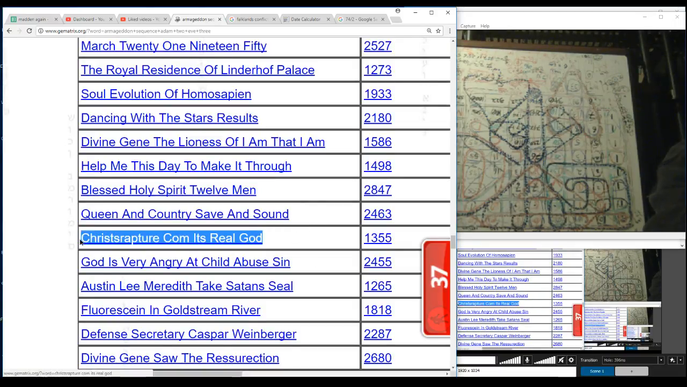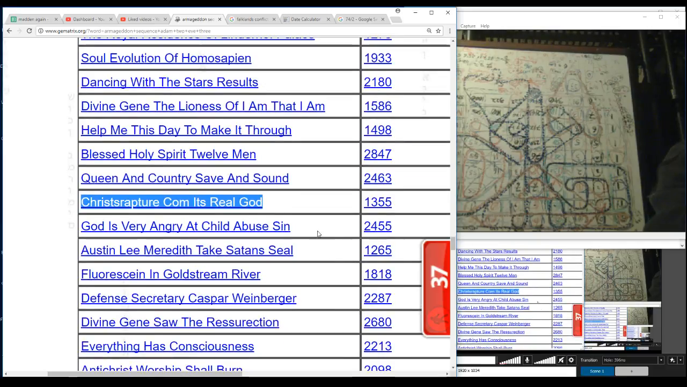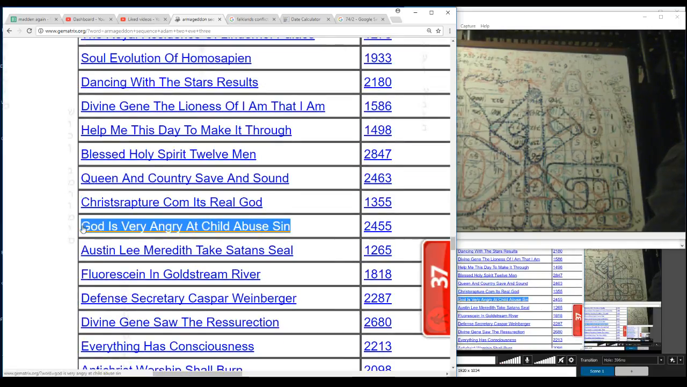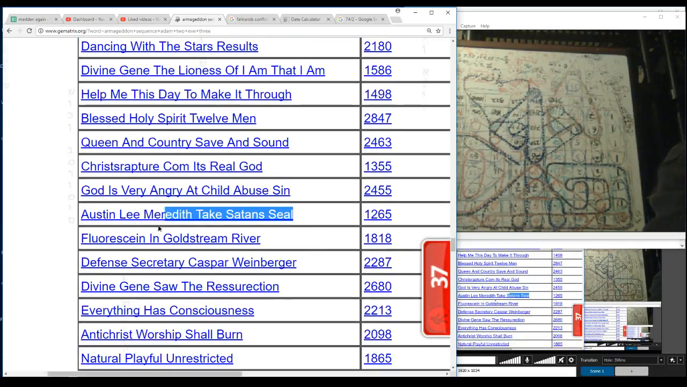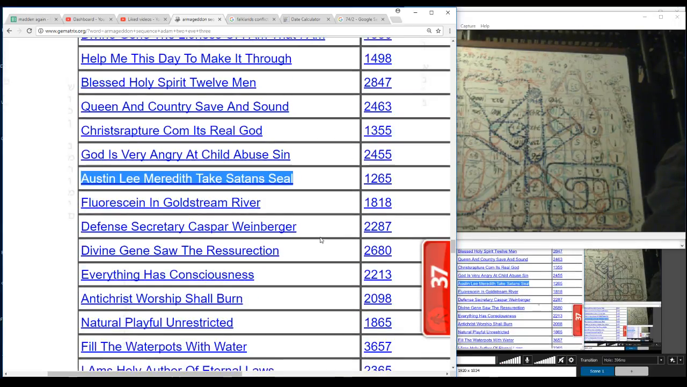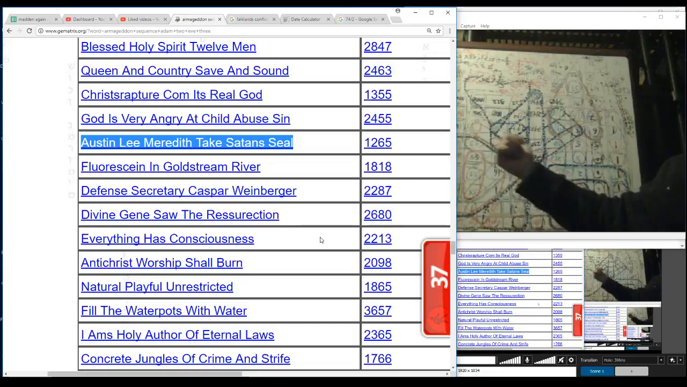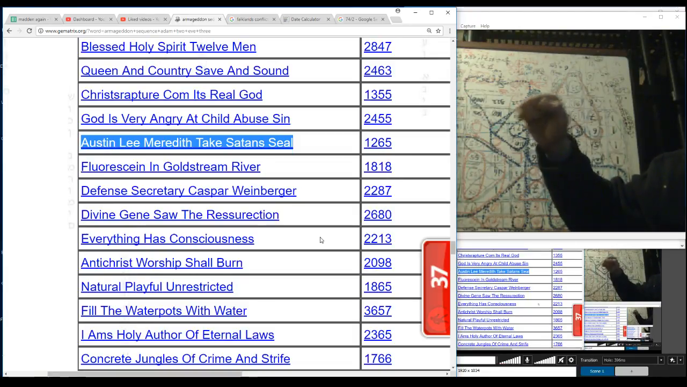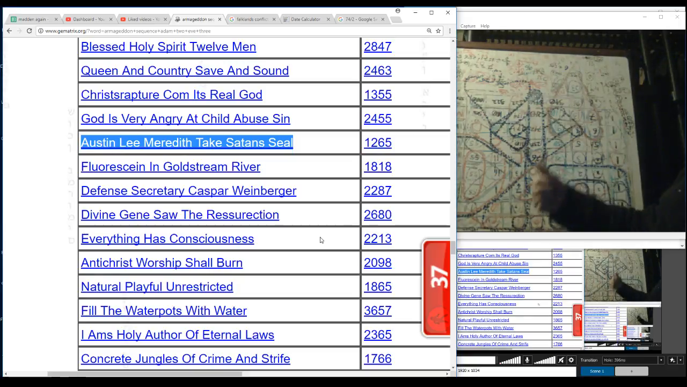Christ raptured, calm, is real God. Guy's very angry at child abuse sin. So am I. Austin Lee Meredith takes Satan's seal. Is that the seal? Yeah. If I write a letter and I put some wax on it and I stamp something, would I stamp it with something like that?